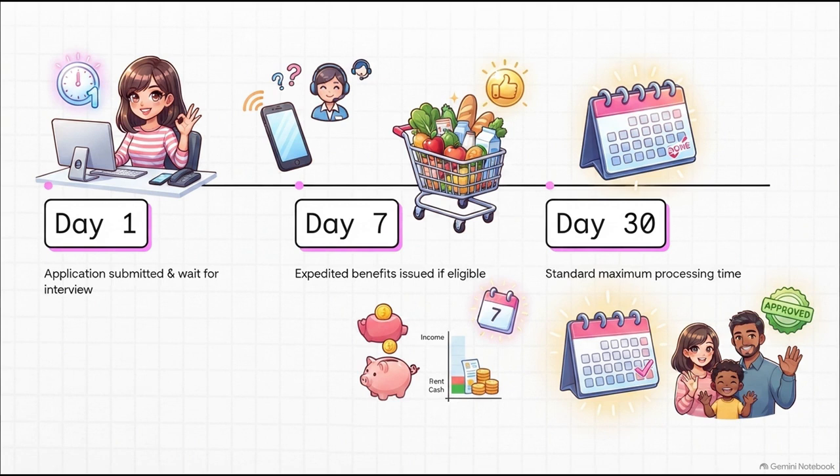However, if your income and liquid resources are extremely low, for instance, if your monthly income and cash on hand are less than your rent and utilities combined, you might actually qualify for expedited benefits, which gets you access to food within just 7 days.